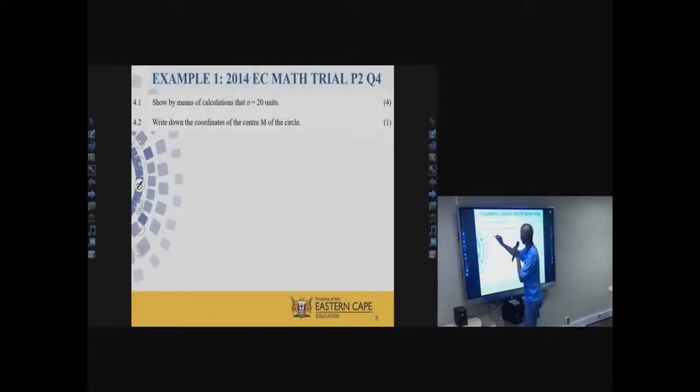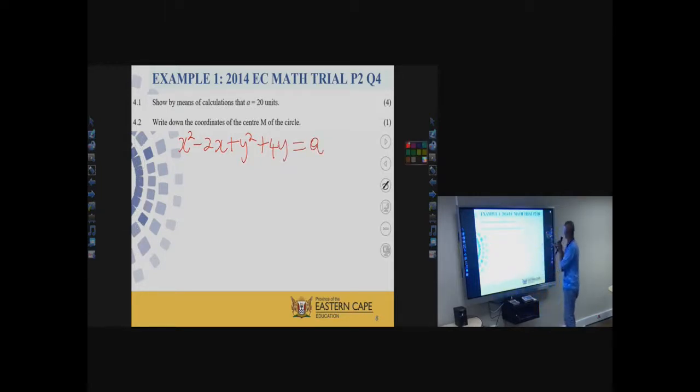So I'm saying the equation is x squared minus 2x plus y squared plus 4y is equal to a. Then what is it that is happening there? Step one, remember, is to group x's together, they are already grouped. Group y's together, they are already grouped. Take the constant, that is the term without x or y next to it, to the right. That is already done. Second one, take the coefficient of x, multiply it by half. Coefficient of x is negative 2.